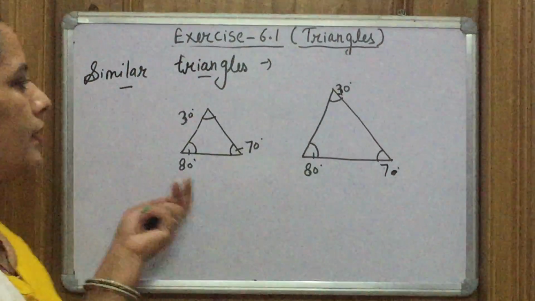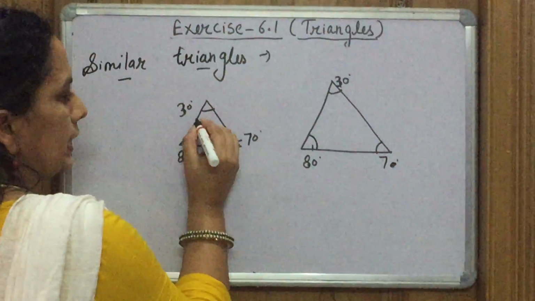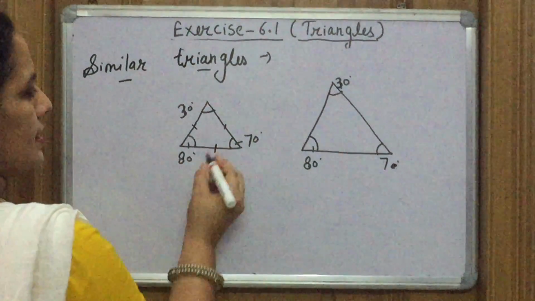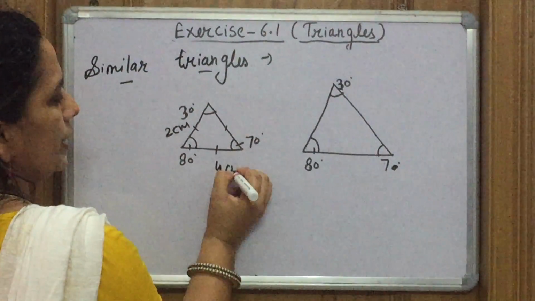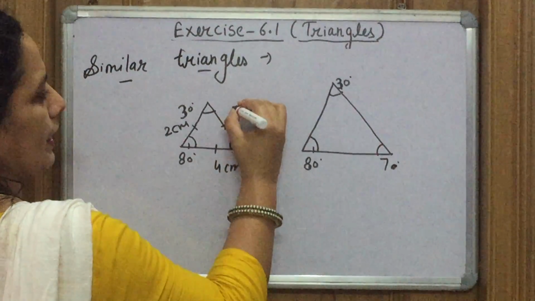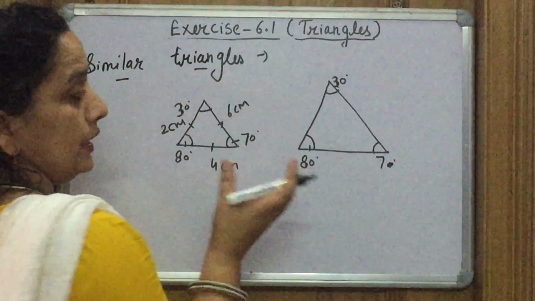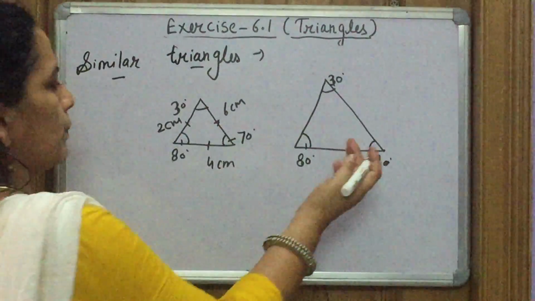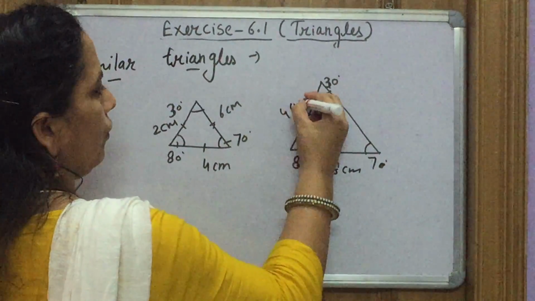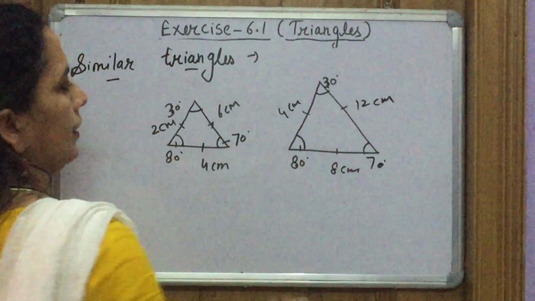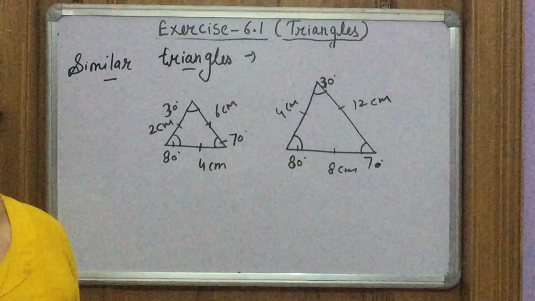So we can see here that all of the angles are equal. And if we suppose the sides, if we take one side as 2 centimeter, the next as 4 centimeter, and this one we can take, this is just an example. Second, their ratio will be the same. So we can suppose that the second triangle's sides are 8 centimeter, 4 centimeter and 12 centimeter. Now we will check whether these two triangles are similar or not.